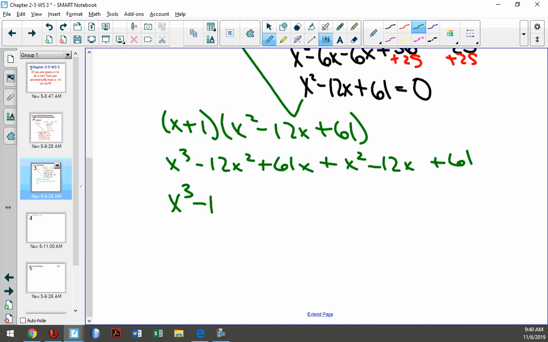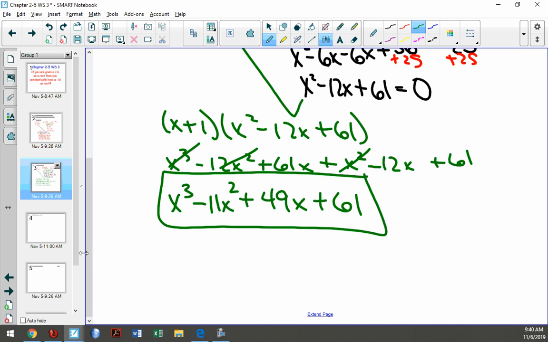X cubed minus 11x squared. 61 take away 12 is going to be 49x plus 61. There should be a square in here, sorry. Dropping my power. Do we all understand that? Did everybody see that I forgot to put the squared on the x, the 11? I moved on too fast, sorry. Do we understand that problem, yes or no? May I move on?